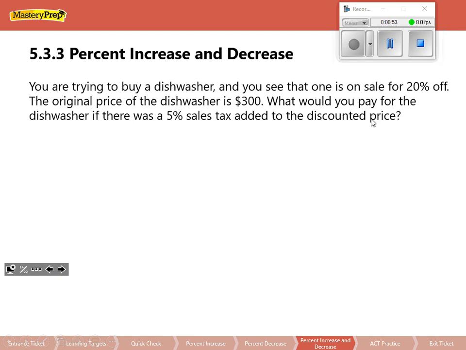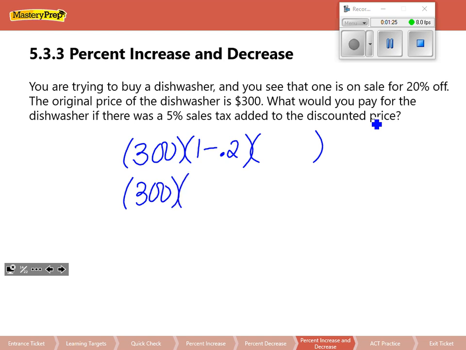Well, the starting amount of the dishwasher is $300. So how much is the discount? 20%. Is it going up or is it going down? Down 20%, yes? So we can call this 1 minus 0.2. Because if we discount 20%, well, 300 is going to stay the same. What is 1 minus 0.2? 0.8, yes, 80%. So you're only really paying 80% of the total amount of the dishwasher.